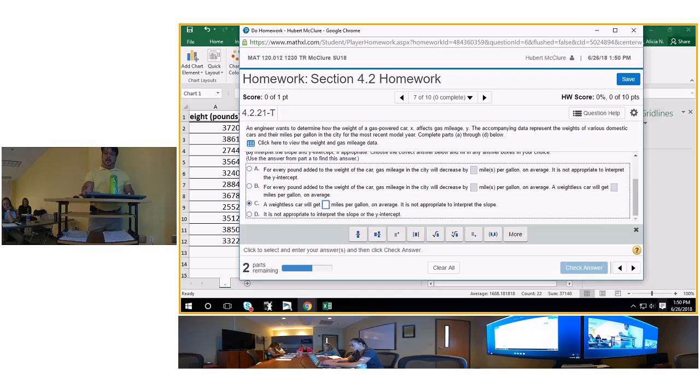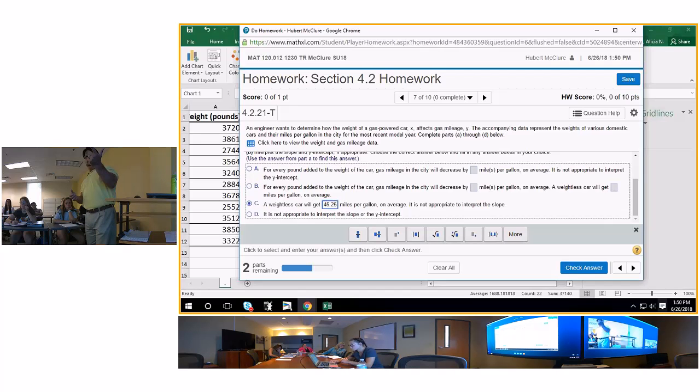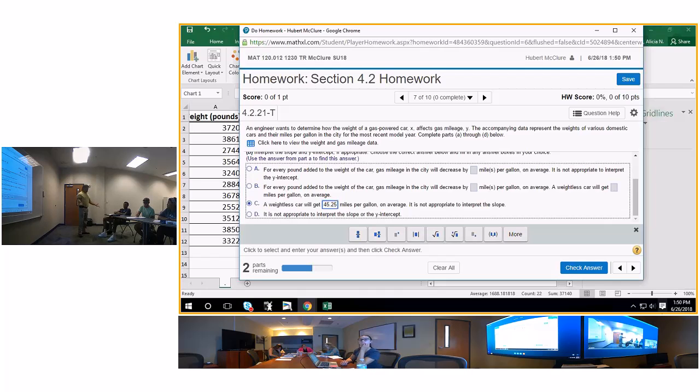Now look at that. Does that make sense? 45.25. We talk about context and we talk about reading the question. I just put it there. Is that the right 45.25? Okay. A weightless car. Why'd you laugh? What was the first number? Nobody else laughed. 0.00. It doesn't weigh anything. Where is their car? Zero.